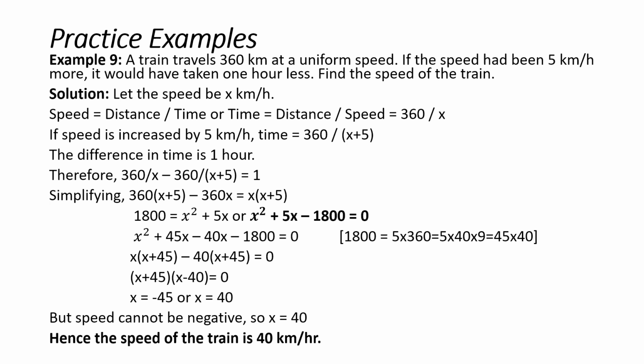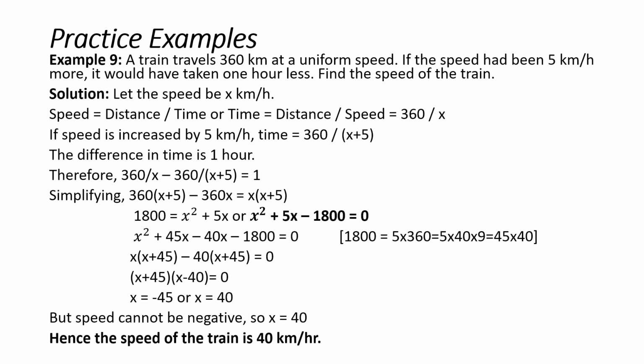So the more time will be 360 upon x when the speed is less, minus 360 upon x plus 5 when the speed is more. The difference between both the times is 1. So now we just simplify the equation by taking the LCM. We get x square plus 5x minus 1800 is equal to 0.